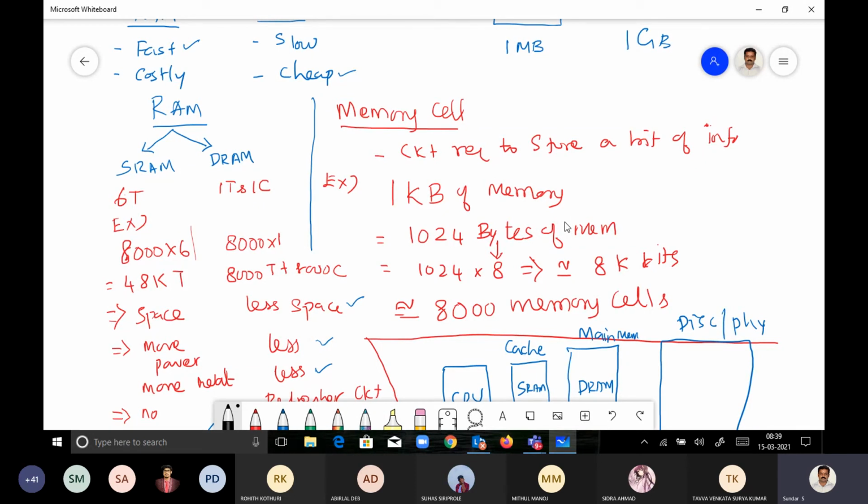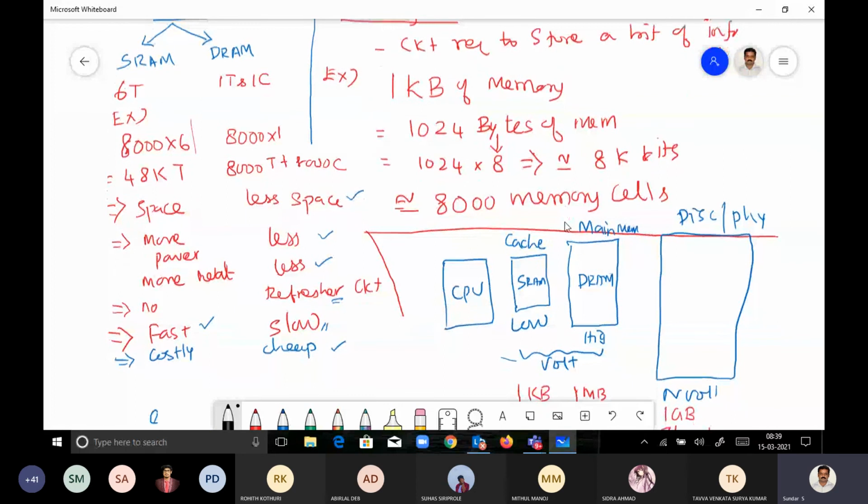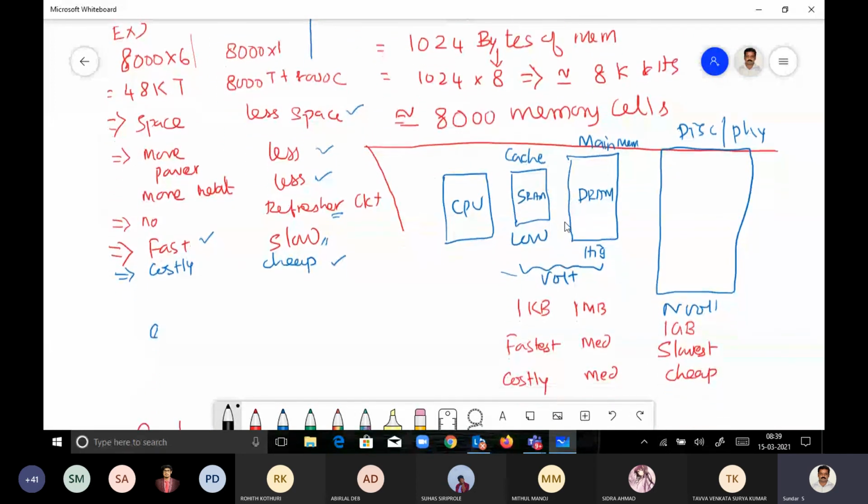The main benefit of static RAM is, though it is volatile, there is no need for a refresher circuit to retain the information in the cells. So we are using both static RAM and dynamic RAM in the architecture. From now onwards, the static RAM part of the memory we can call by the name cache. Usually cache comes with lower capacity. The dynamic RAM part of the memory we can call main memory from now onwards. And we can call non-volatile memory disk memory or physical memory.